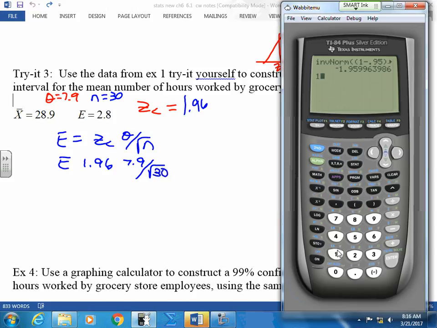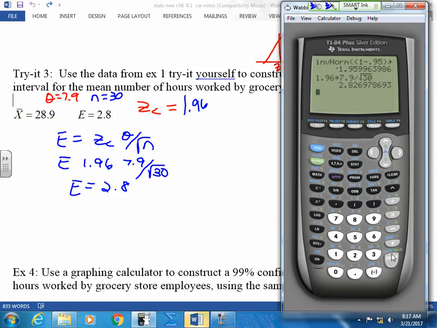So all I have to do is say 1.96 times 7.9 divided by the square root of 30. And I get this number. Now, rule of thumb: make your margin of error the same decimals as your mean, because you're going to add and subtract it anyway. So, rounding to the first decimal, I drop this off, and I'm at 2.8. My margin of error is 2.8.